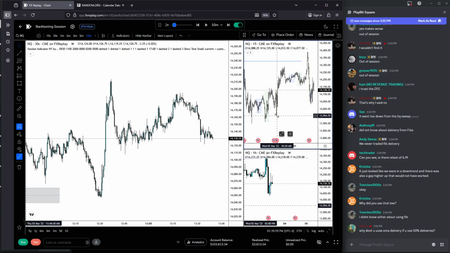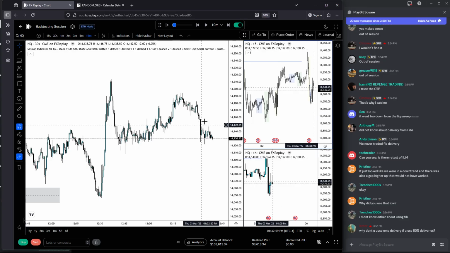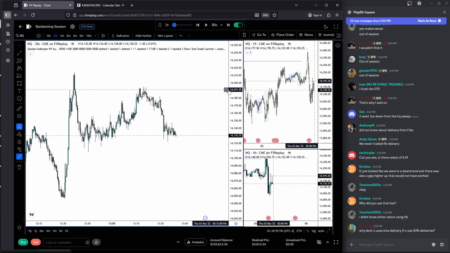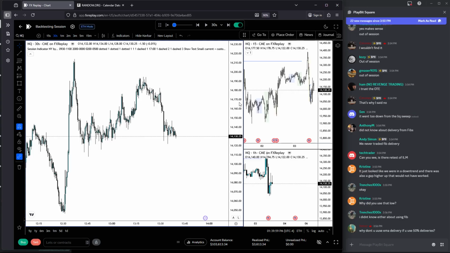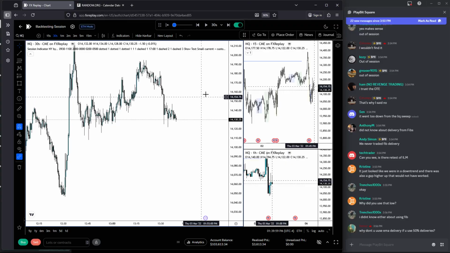I don't use EMA. It's because I use 50% delivery, yes. Instead of using the average of 200 candles back, I use the midpoint of the whole day, not the average, the middle price of the whole day. So I use the equilibrium of the day, basically. That's what I look at.